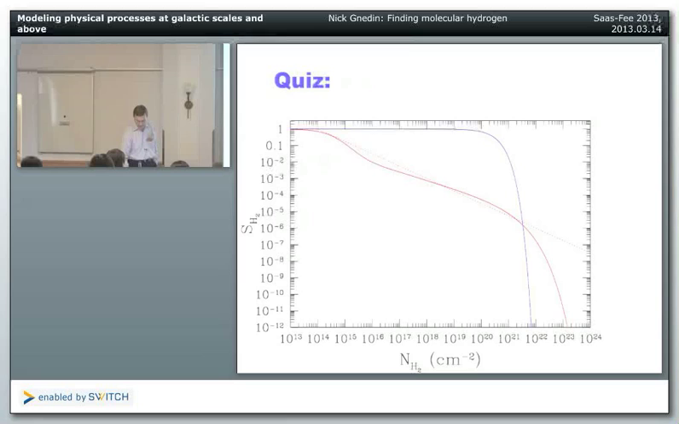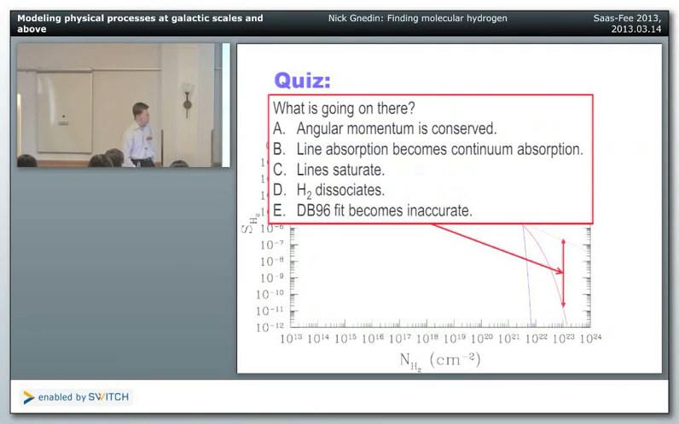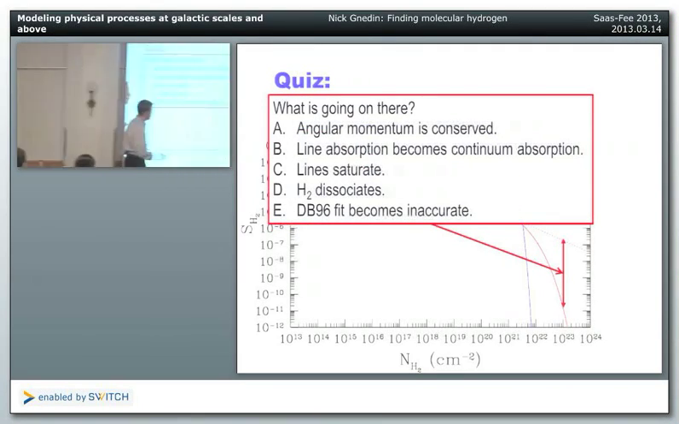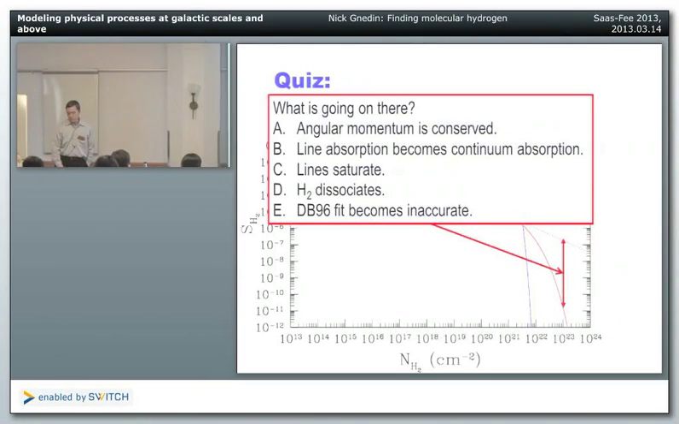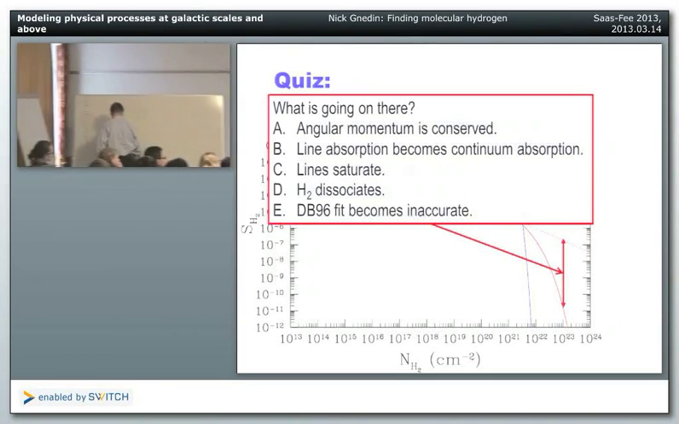And then I talked to Bruce Draine, and then it became clear. Right? It's this difference at very, very high column densities that is kind of bothersome. So let's see if you can figure out what's going on there.